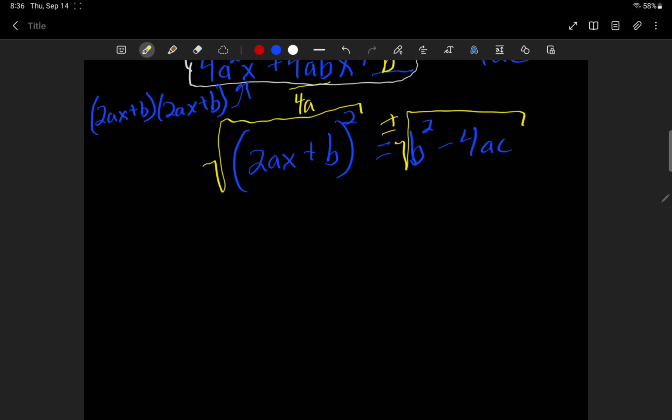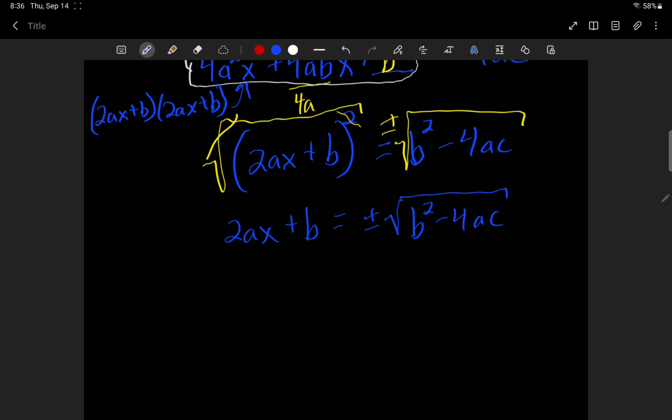And this would get the plus minus. You don't do plus minus to both sides. It only applies to the side that doesn't have the x in it. This piece cancels this piece. So now I'm left with 2ax plus b is equal to plus minus the square root of b squared minus 4ac.